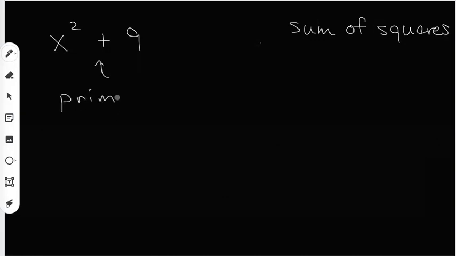And prime basically means you cannot factor it. So if I had a minus in between, I would be able to factor that. X squared minus 9 would just be x minus 3 times x plus 3. But because this is a sum of squares, there's no way I can factor it. So I just write the word prime.